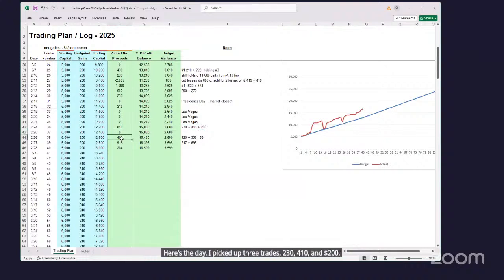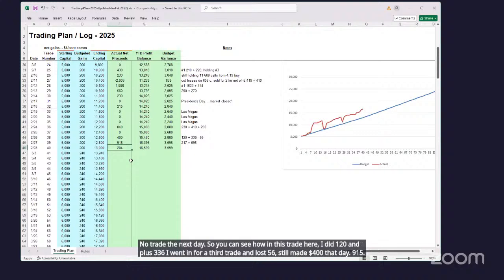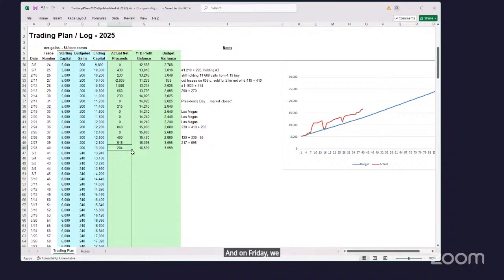No trade the next day. In this trade here, I did 120 and plus 336. I went in for a third trade and lost 56. Still made $400 that day, 915. And on Friday, we picked up $204.